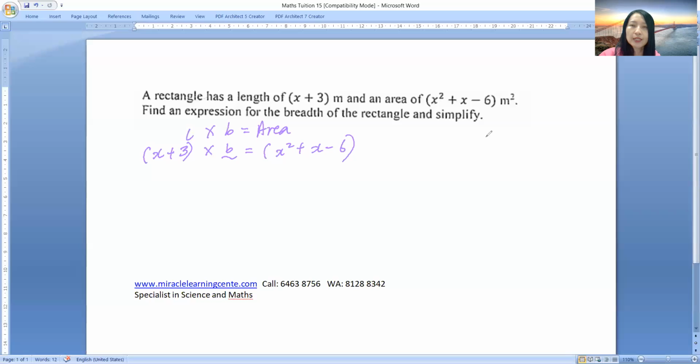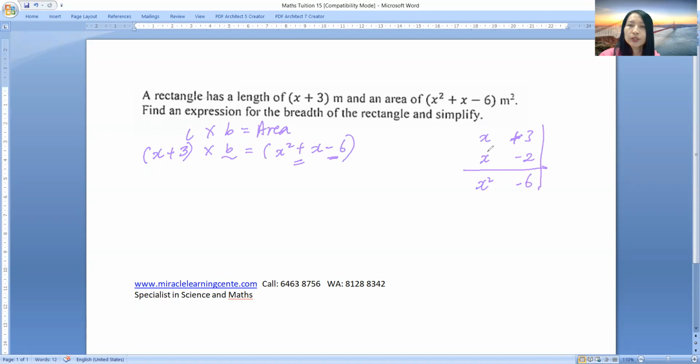Let's look at how to factorize this. We have x and x on the left-hand side. Then on the right, we'll take 3 multiplied by 2. So x times x will get x², and 3 times 2 will get 6. But this is a negative 6, and here we will need a positive x. So we'll need a positive here and a negative here, so we'll get a negative 6.